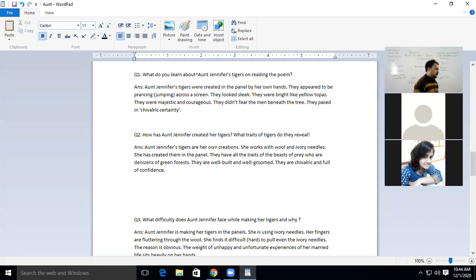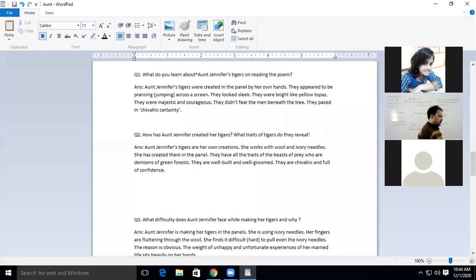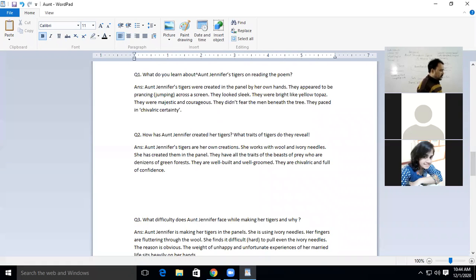The information which you come to know is this. Rakshal has raised the hand. So the tigers were created in the panel by her own hands. They appeared to be prancing, that is jumping, that means lively. Those tigers were lively, jumping across the screen. They looked sleek. They were bright like yellow topaz. They were majestic and courageous. They didn't fear the men beneath the tree. They paced in chivalric certainty. So all this information about the attitude, the nature, the character of the tiger, you come to know after reading the poem. Next question.